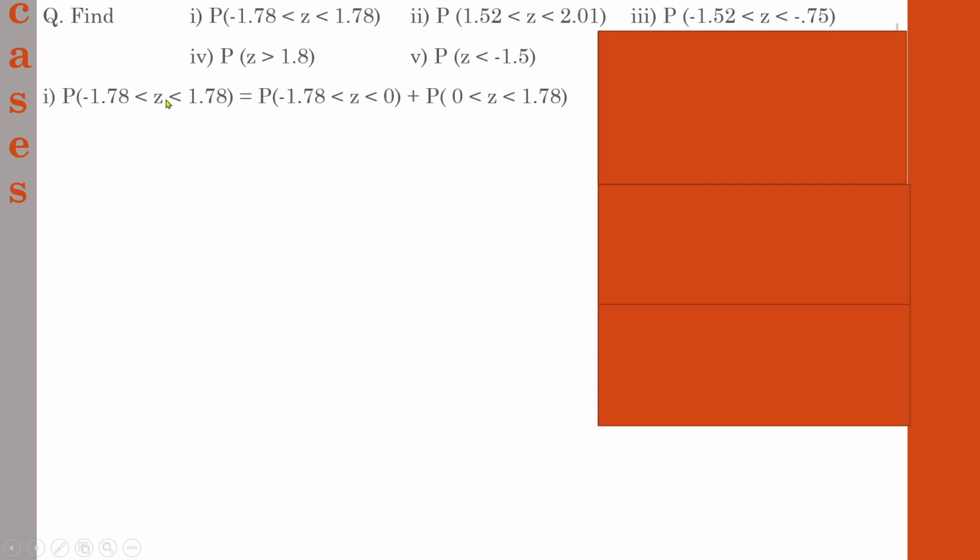So the difference is, as per the table, minus 1.78 is 0.4625, and as per the table, plus 1.78 also will be 0.4625. Remember, if you come across a question where one is minus and one is positive, whether the number is the same or not, you need to add. So the area under study is 0.925.